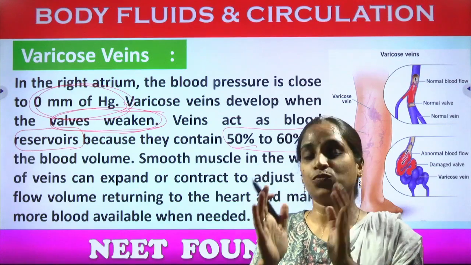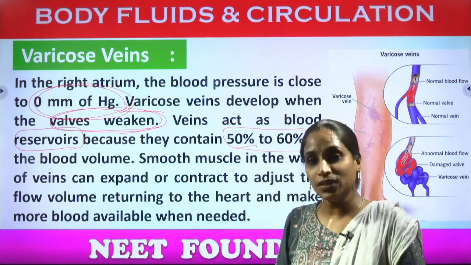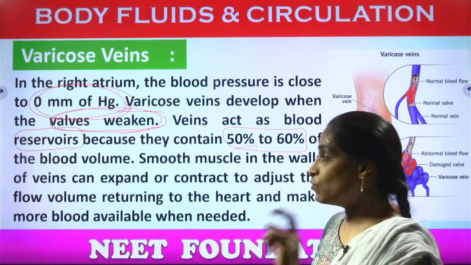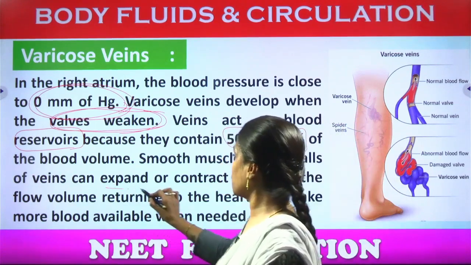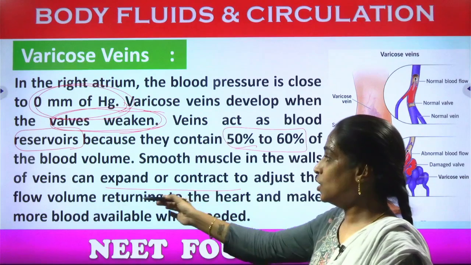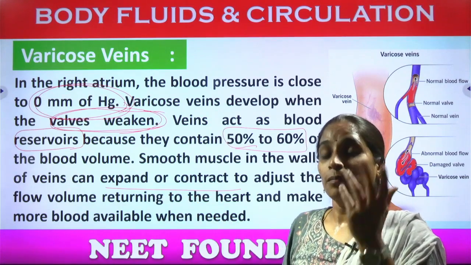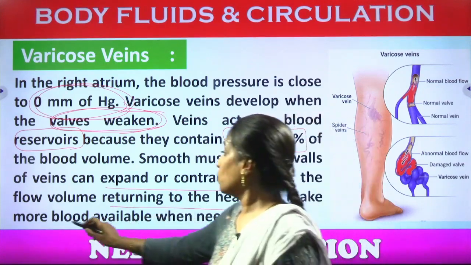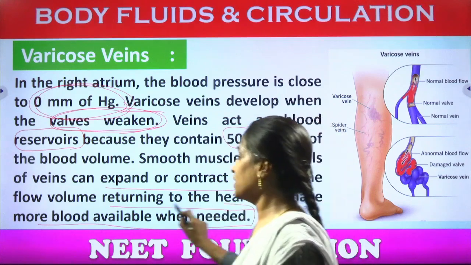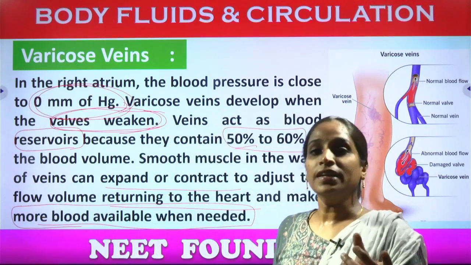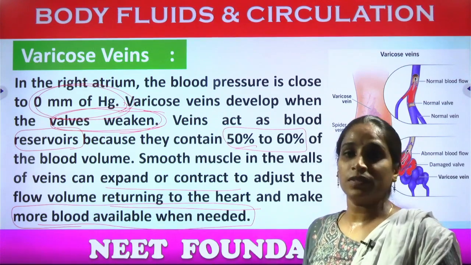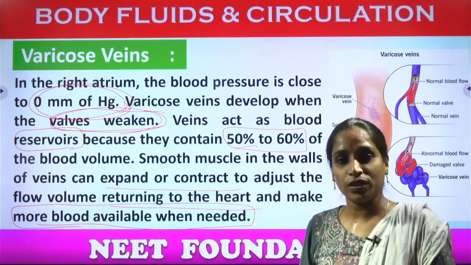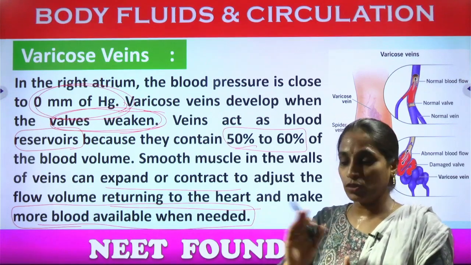Okay, the blood will be maximally stored inside the veins. The smooth muscle in the walls of the veins, meaning involuntary muscles, can expand or contract to adjust the flow volume of the blood present inside the veins, returning to the heart and making more blood available when needed. The blood moves with the help of valves, and also with the help of the muscles surrounding the veins, which create pressure to move it toward a particular area.